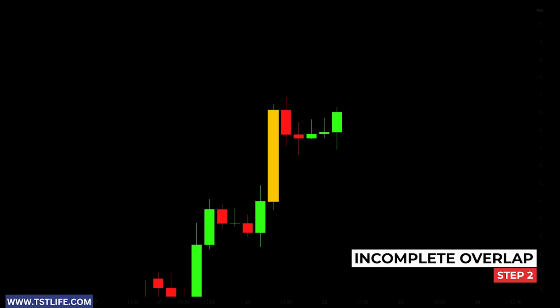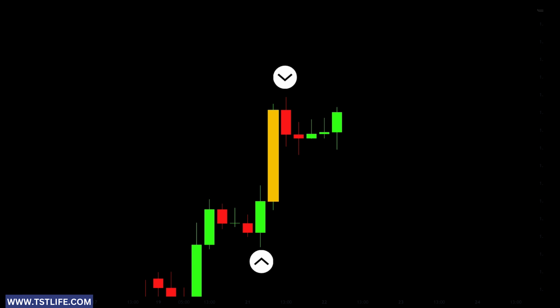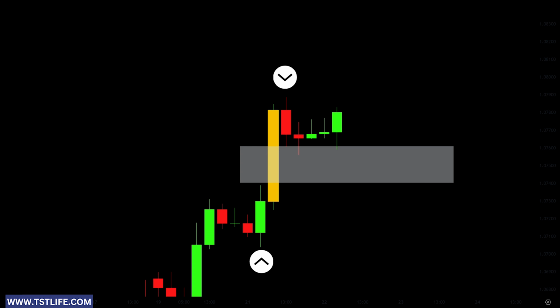Step 2. Check for incomplete overlap. The two candles immediately before and after the strong candle should not completely overlap its body. There should be a gap between the high and low of these candles and the strong candle's body.